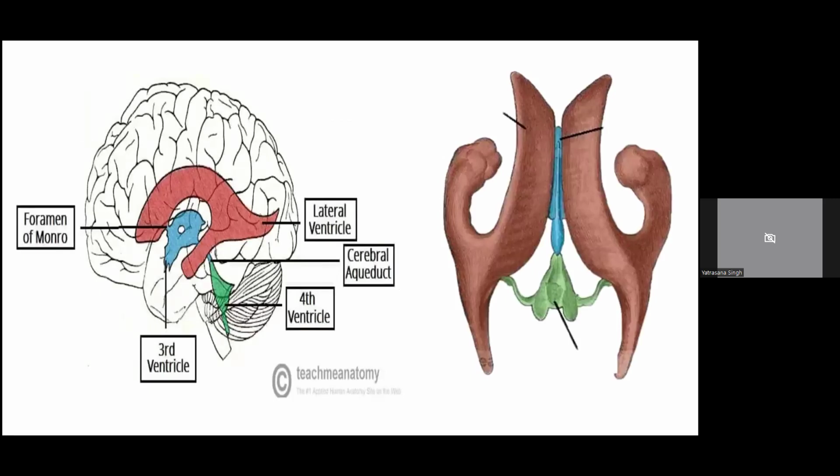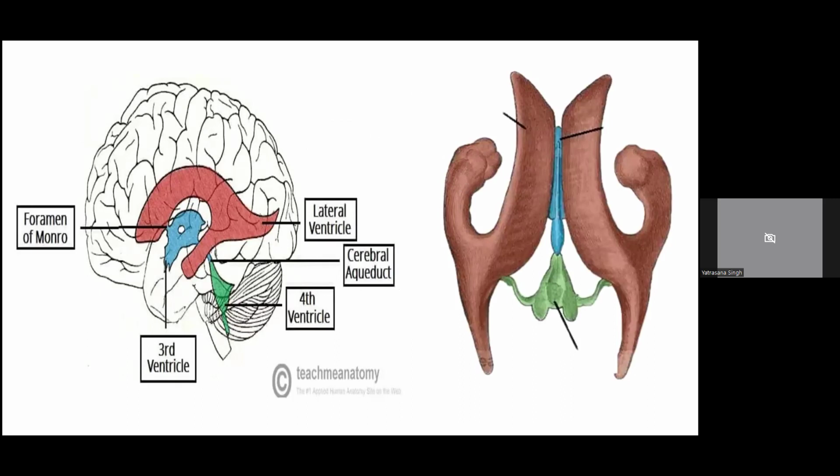A little bit more into the lateral ventricles. They are located within their respective hemispheres of the cerebrum and have horns, as you can see in the image here, which project into the frontal, occipital, and the temporal lobes. The volume of the lateral ventricle, of note, increases with age.